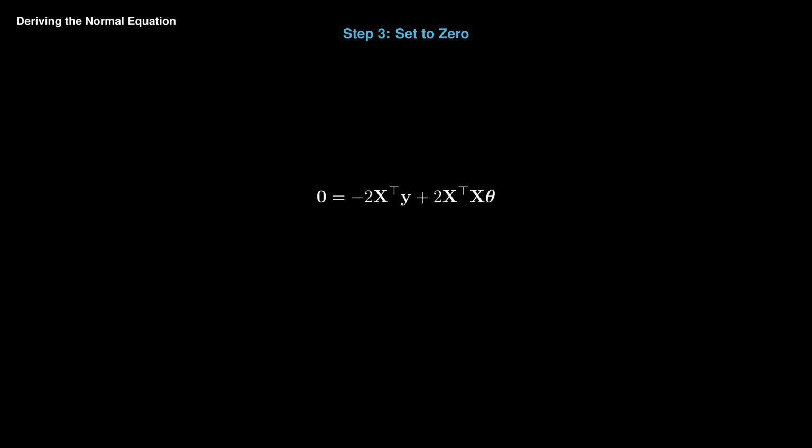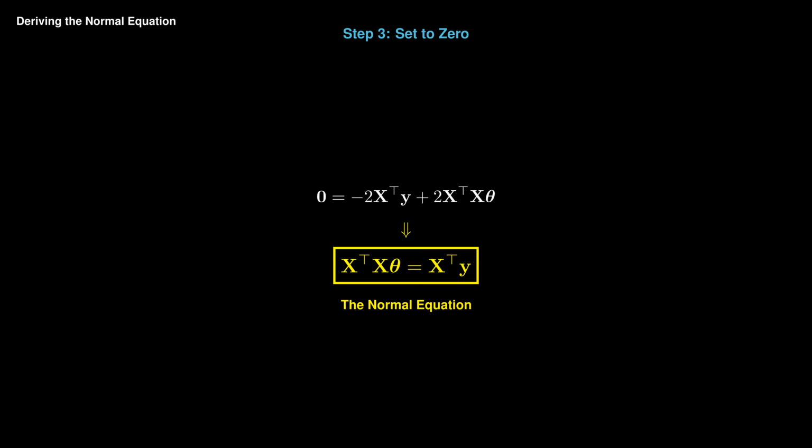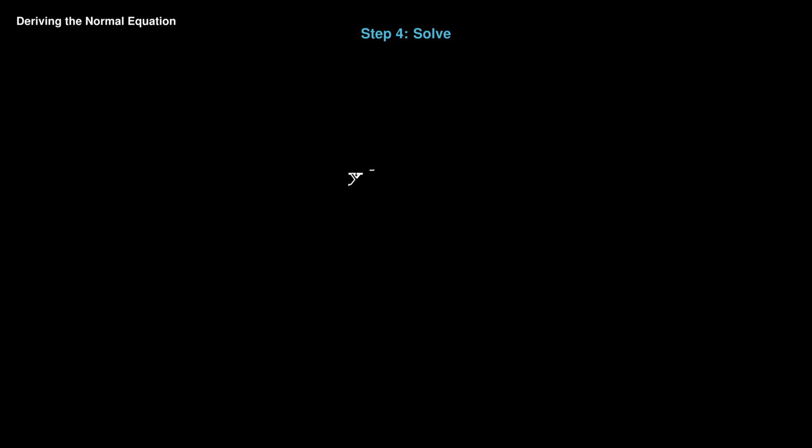Set the derivative equal to 0. We get 0 equals minus 2 x transpose y plus 2 x transpose x theta. Move the first term to the other side. X transpose x theta equals x transpose y. This is the normal equation. It is a system of linear equations in theta.